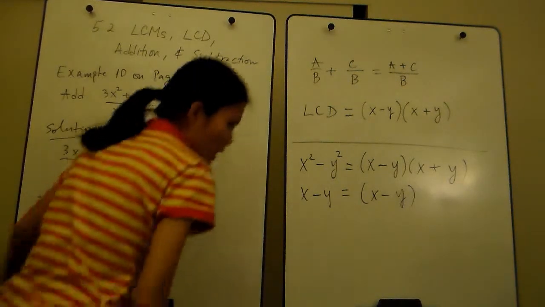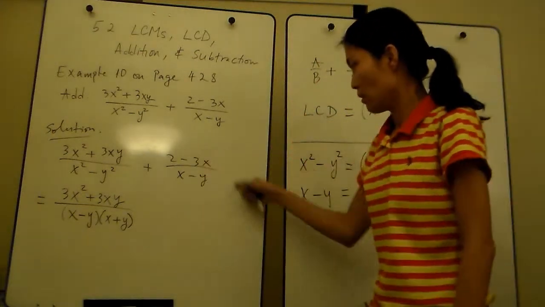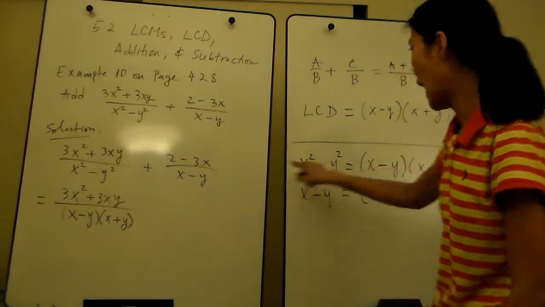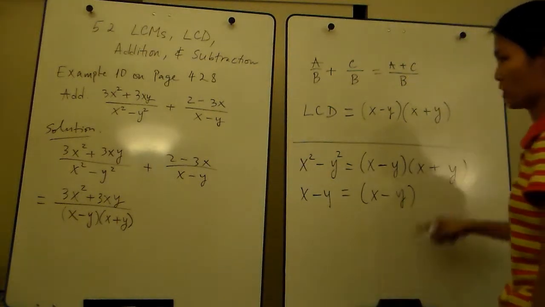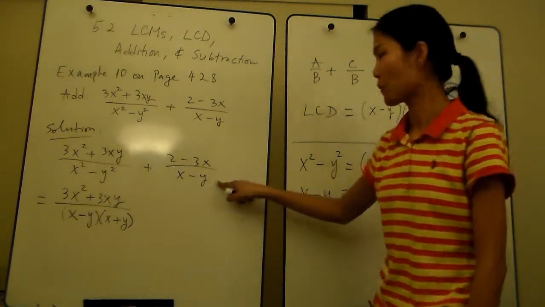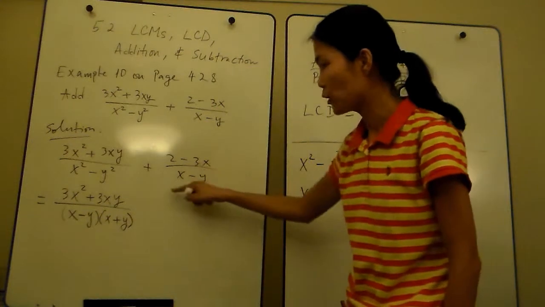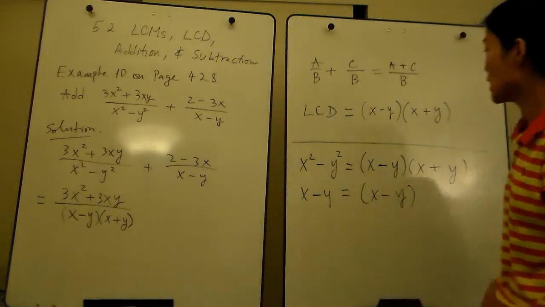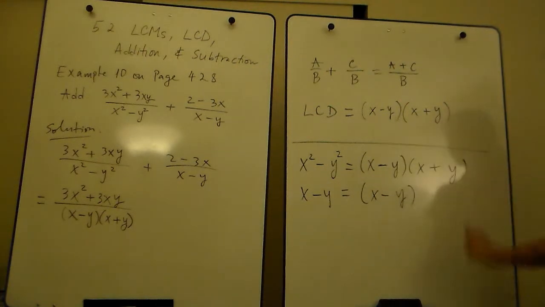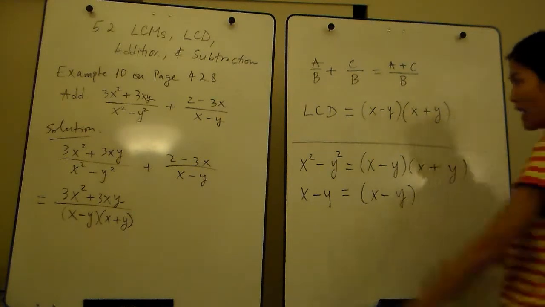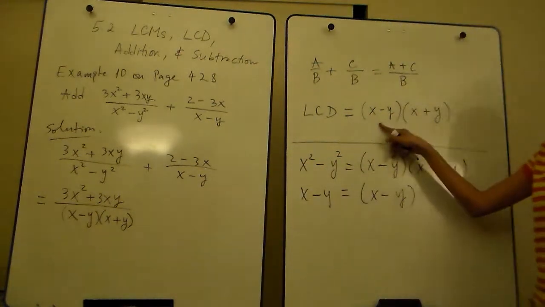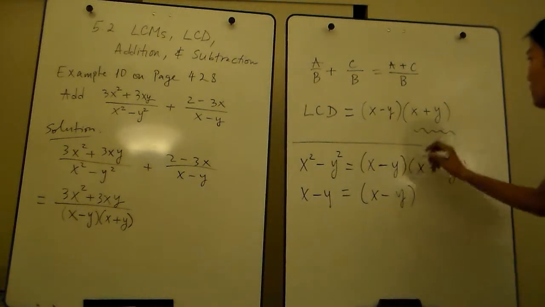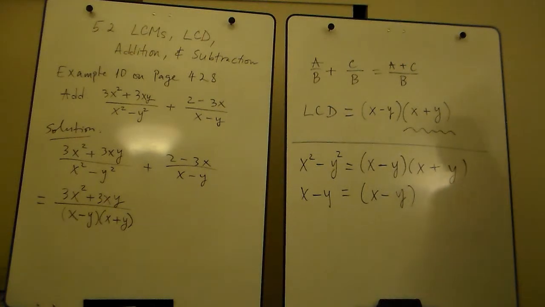All right? Now, for the second fraction, its denominator is x minus y. So its denominator is not the LCD, okay? LCD is x minus y times x plus y. So you need to convert this denominator right here, x minus y, to the LCD. So how do you turn this x minus y into x minus y times x plus y? You see, you already have x minus y, right? So you have half of it, half of the LCD. You need the other half, which is x plus y. Okay, so you need the x plus y.